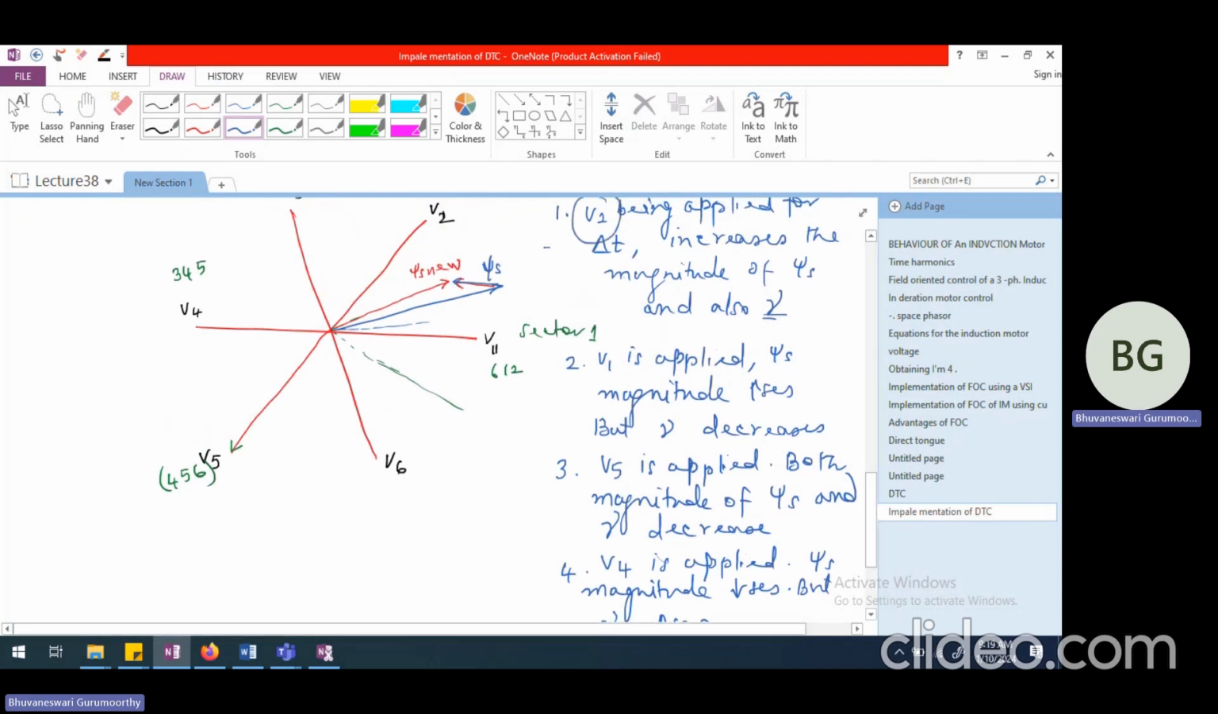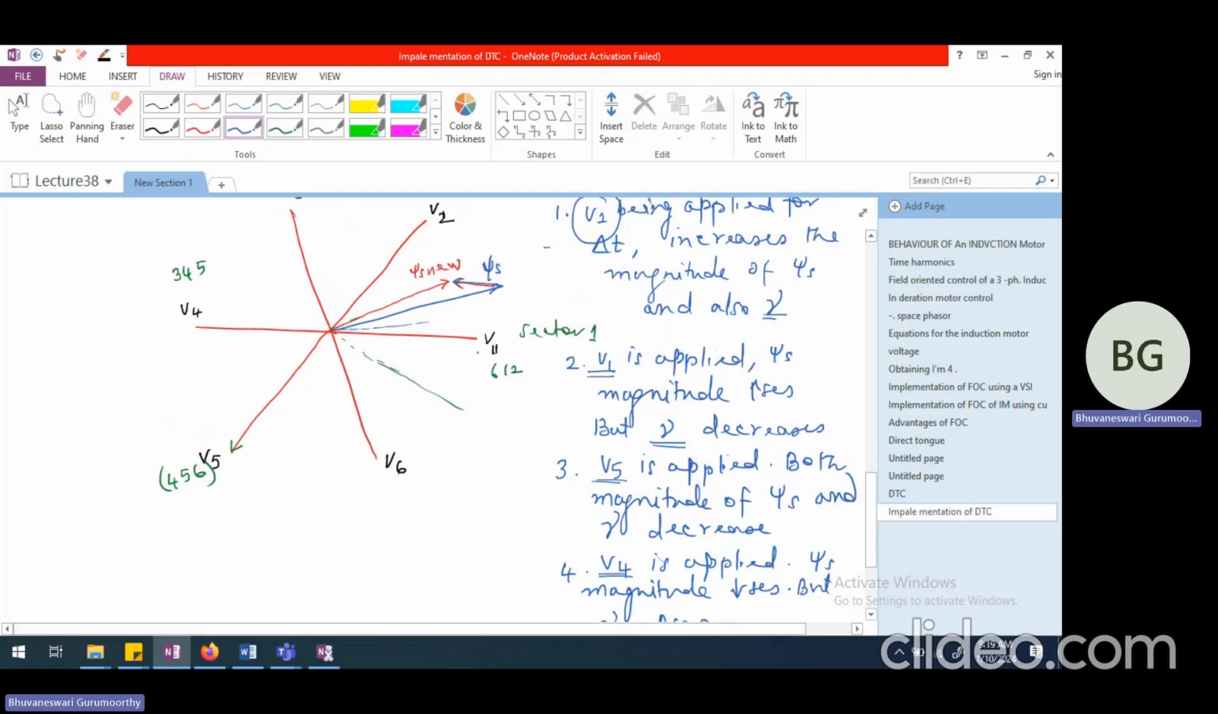going to increase both gamma as well as psi s magnitude. Applying V1 will increase the magnitude of the flux, but gamma will decrease. Applying V5 will decrease both, whereas applying V4 will decrease the magnitude but increase phase angle.